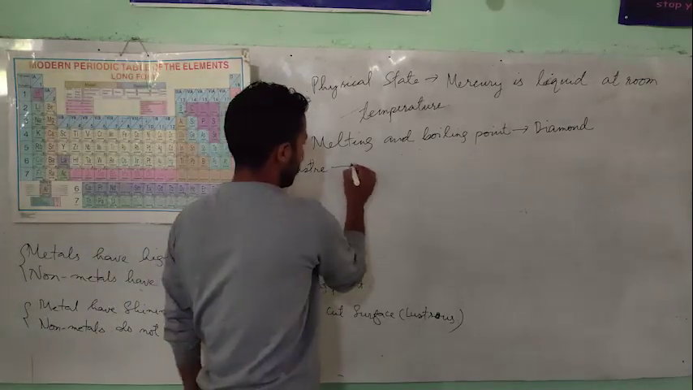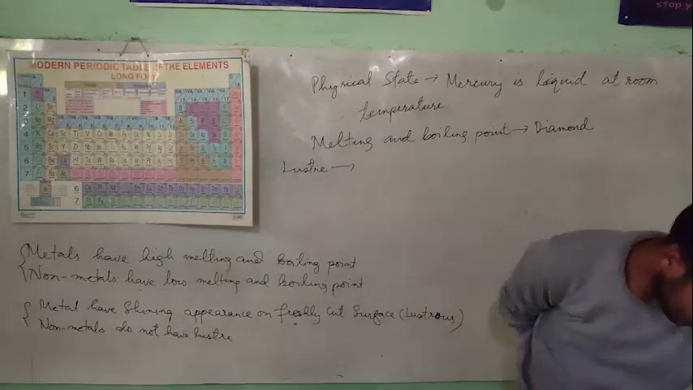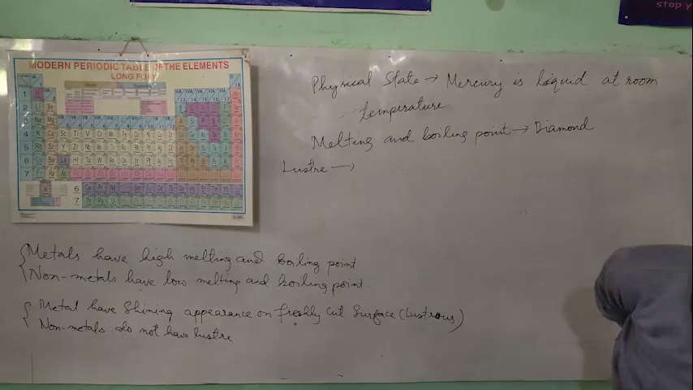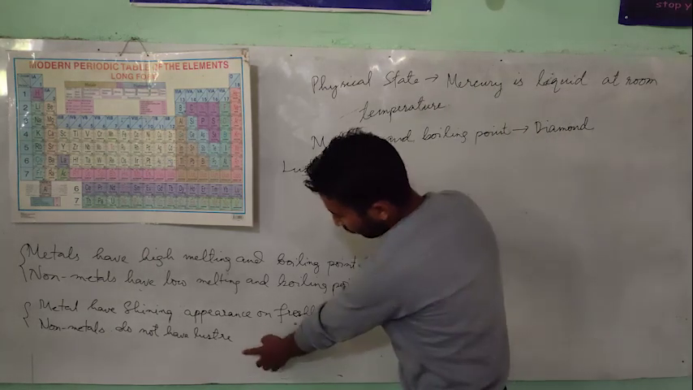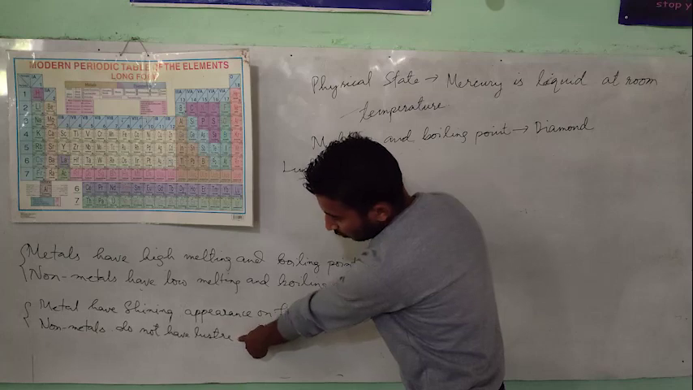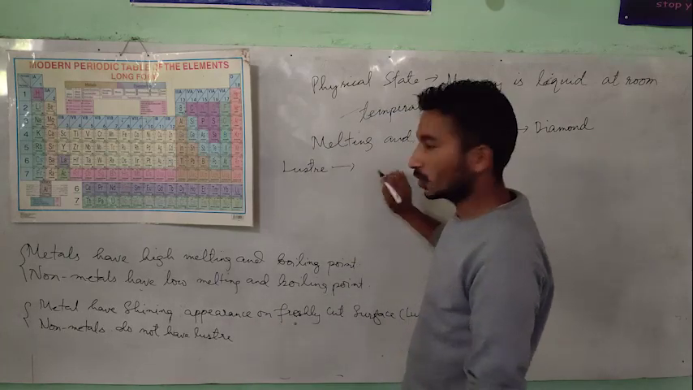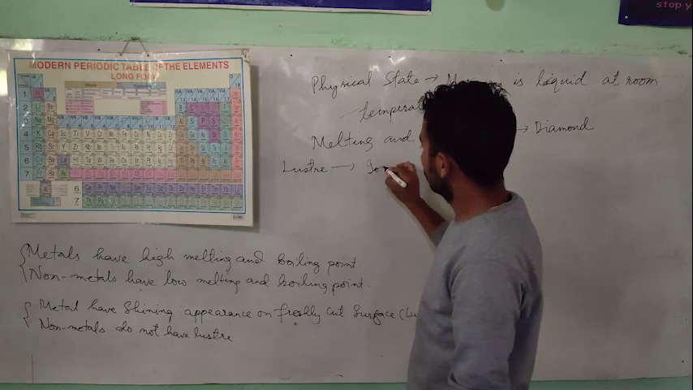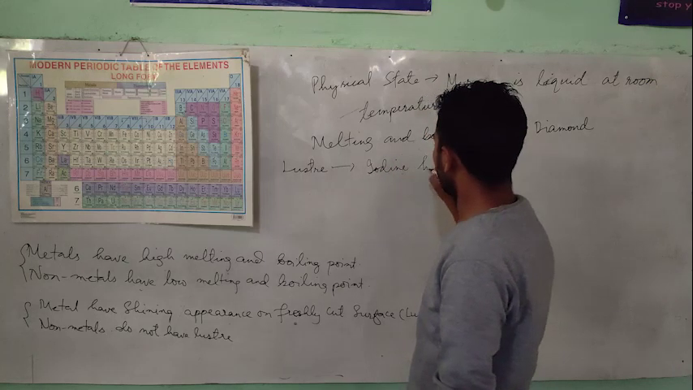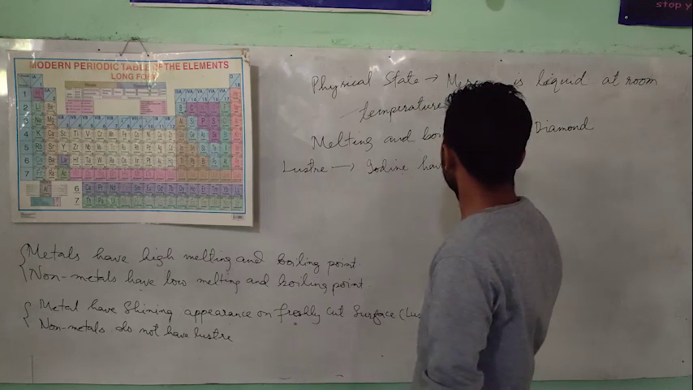When we discuss luster in metals and non-metals, you will find that there is a non-metal exception. We have written here that non-metals do not have luster, but there is one non-metal which is solid, and it is iodine. So iodine has luster.